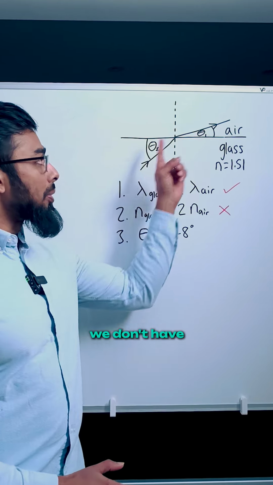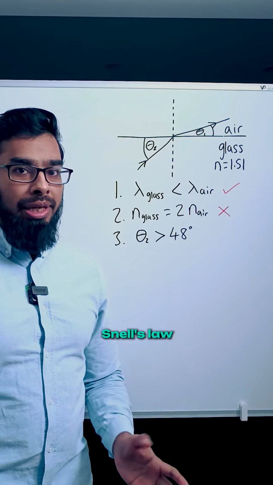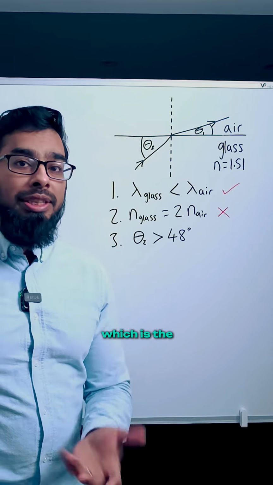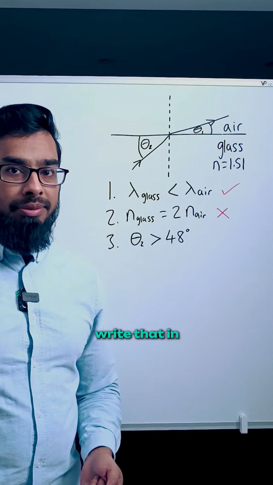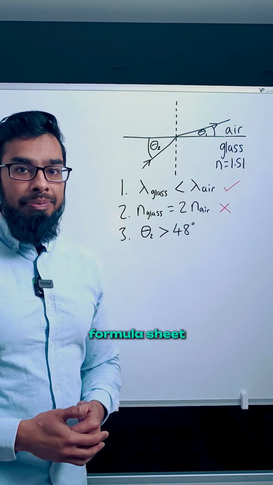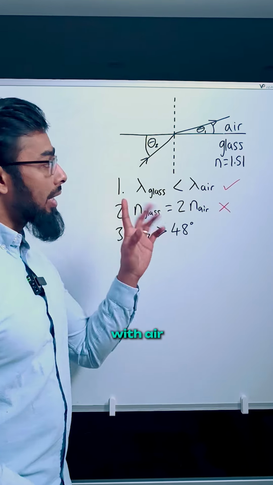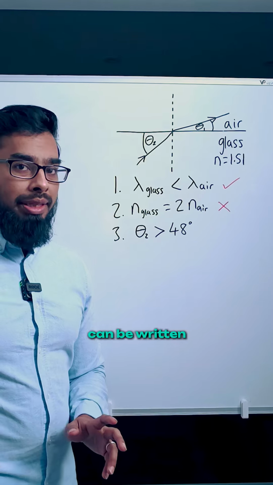Now notice in this question, we don't have any angles. So we can't use Snell's law and we're forced to use the only remaining equation, which is the critical angle equation. So let's just write that in. Now remember, this equation is given to you in the formula sheet. Whenever it's a refraction question with air and a material, the critical angle equation can be written like this.